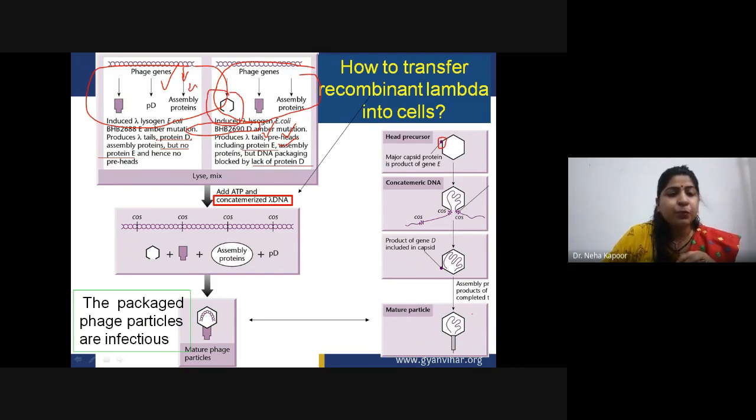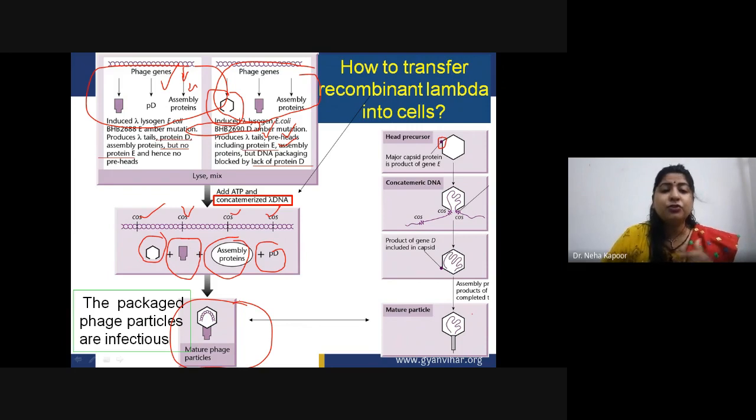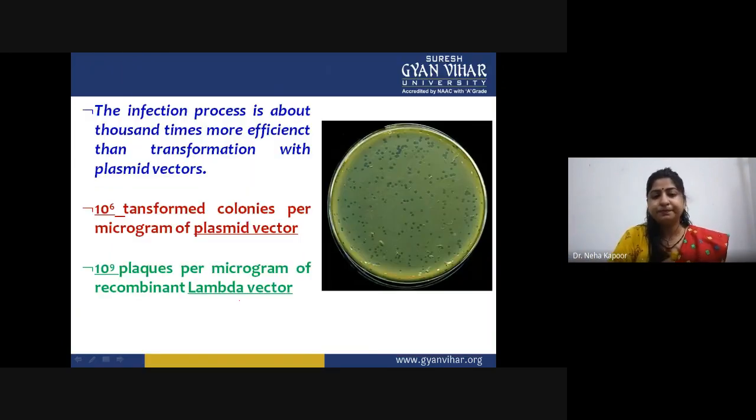So we can lyse both these strains and we can have the cos sites also. As you can see here, this DNA would be forming head, it would be forming tail, it would be forming assembly proteins, and it would be forming capsid proteins. So such a packaged phage particle would be quite infectious. Such recombinant lambda is prepared in the laboratory so that the transformation efficiency can be increased.